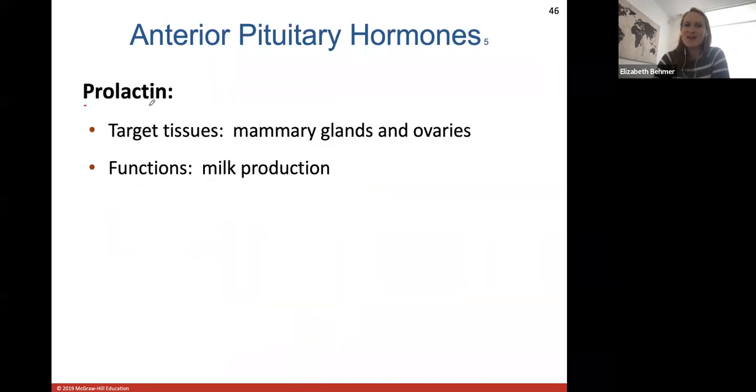Prolactin is, again, one of our hormones coming from the anterior pituitary, and it will target mammary glands and ovaries to get your mammary glands ready for producing milk. So prolactin levels will increase in later stages of pregnancy, closer to delivery, as the mammary glands get ready to produce milk.